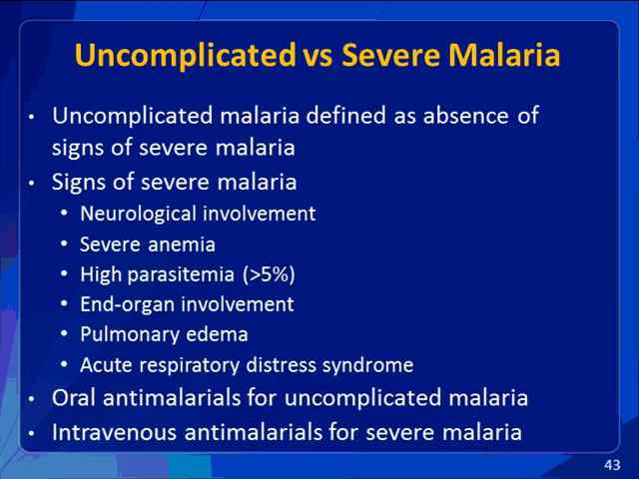The first piece of information is to determine whether the patient represents a case of uncomplicated or severe malaria. Uncomplicated malaria is defined as the absence of signs of severe malaria. Signs of severe malaria include neurological involvement, as in cerebral malaria, severe anemia, high parasitemia, where more than 5% of red blood cells contain parasites, any end organ involvement, pulmonary edema, acute respiratory distress syndrome, and a few others. Then, generally, the rule is that oral antimalarials are used to treat uncomplicated malaria, whereas intravenous antimalarials are used to treat severe malaria.